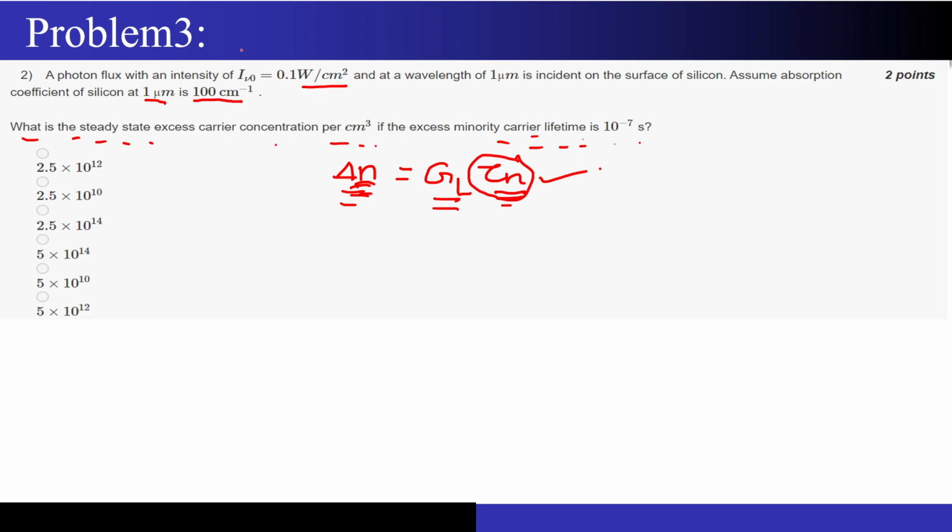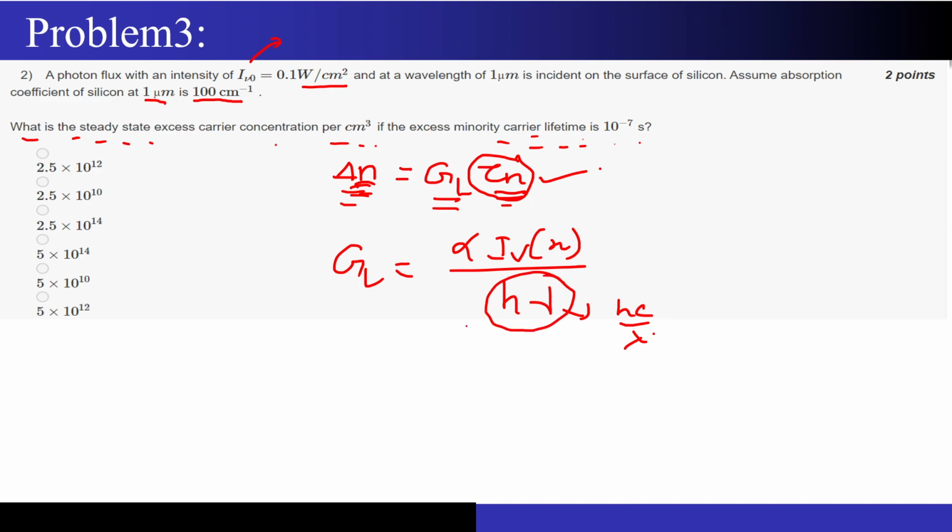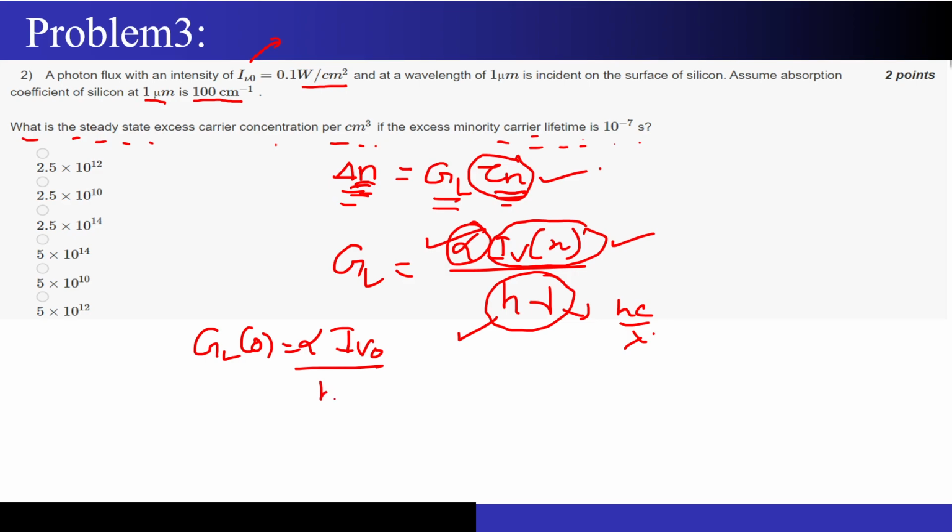We have studied something, their intensity has been given to me. So we have to think about a formula that relates the generation rate with this intensity. And what is that formula? That formula is nothing but GL is equal to alpha times IV of x divided by h mu. Do I know each and everything in this term? Let me check. H mu I can calculate. This is nothing but hc by lambda, and lambda has been given to me. So I can calculate this thing. The alpha has been given to me ready-made. What about the IV of x? IV of 0 has been given to me. So I will just write this equation for the surface. So this GL of 0 is alpha into IV of 0 upon h mu.